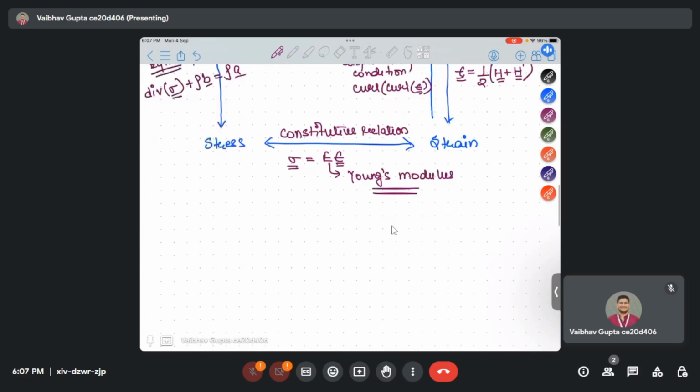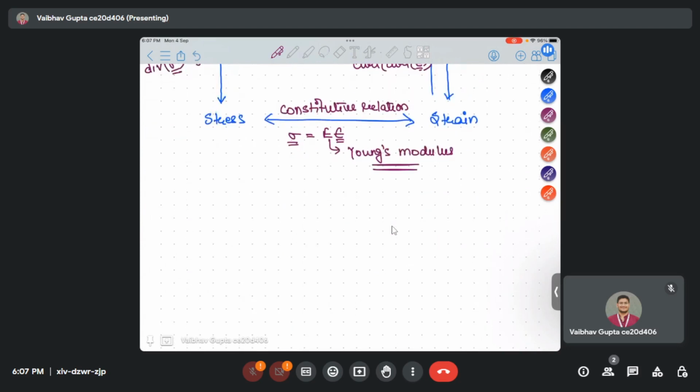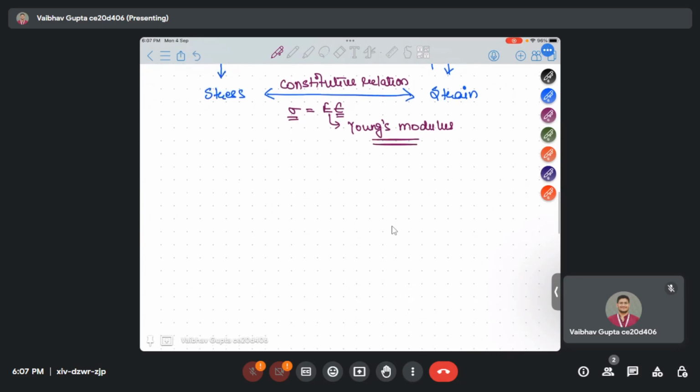Now, in week 6, we will apply all these equations to solve a boundary value problem. Before moving to solving the boundary value problem, I'll give you some tips on how to solve these things. First of all, how do we write stress in terms of strain with the help of Lame's constants? Stress is nothing but lambda times trace of epsilon plus 2 mu epsilon, where lambda and mu are Lame's constants.